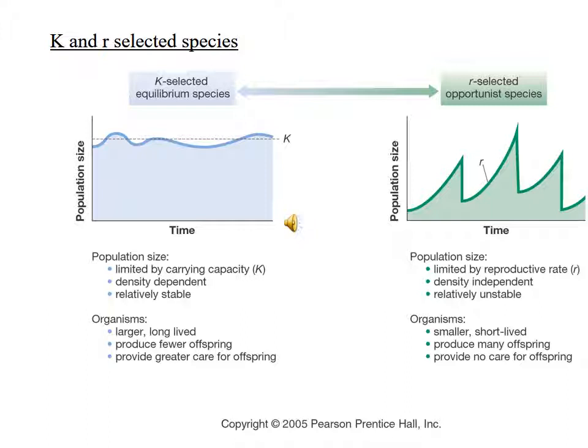In a given period, you'll see flies in a given area, and suddenly flies will disappear, all influenced by the resources that are available. So again, the organisms are going to be small, short-lived, produce many offspring, and obviously provide virtually no care for the offspring.